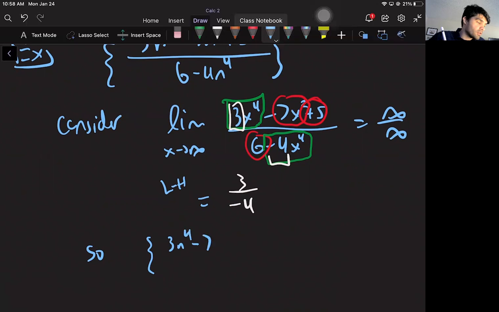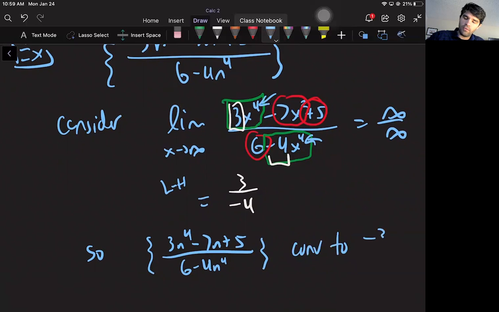So that's if the power is matching, because they both have a power of 4. But then there's other things. If the power on the bottom is bigger, it goes to 0. Power on top is bigger, it goes to infinity. So other rules like that to remember. But in any case, for this one, this converges to -3/4.